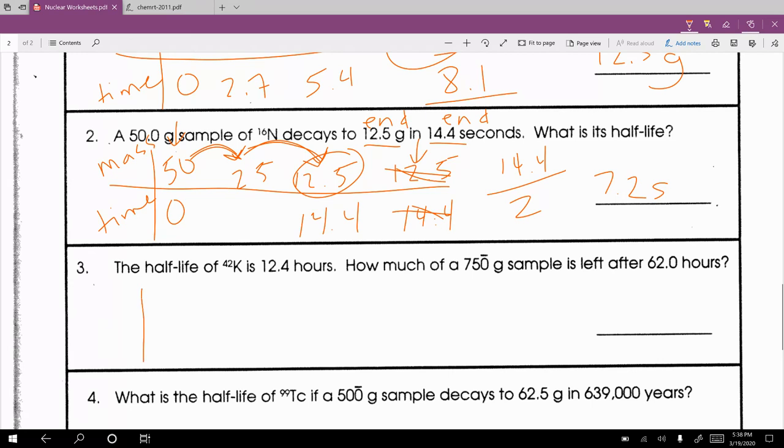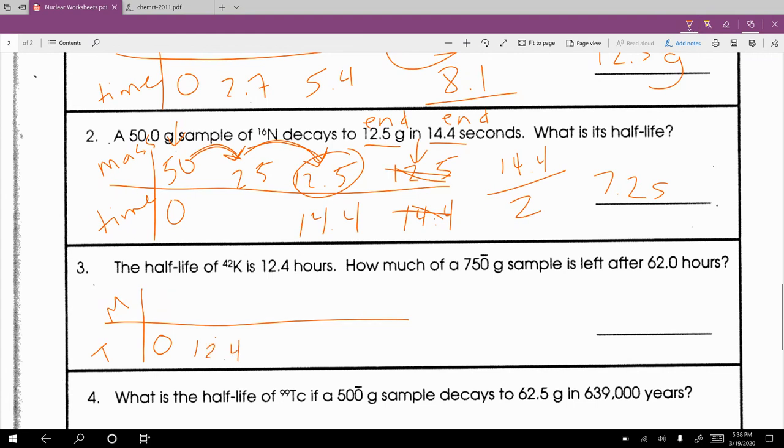Okay, so here we have our chart. I'm just going to do T for time, M for mass for short. And time always starts at 0. Then we're going to take what we have in the question and fill in the chart with what we have to start with. So the half-life of potassium-42 is 12.4 hours. So I know that after 1 half-life, oh, my messy handwriting today, kids, my first half-life is 12.4 hours.